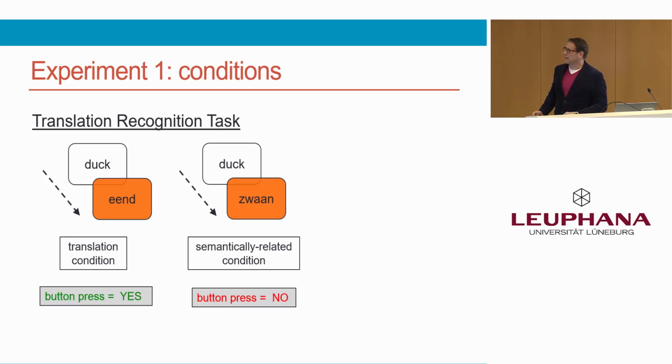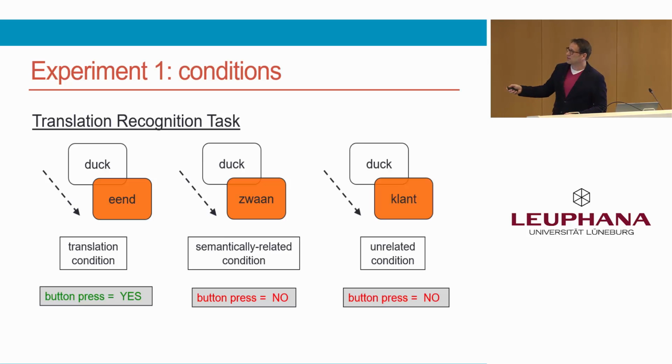That's important. Good. And the third condition, and these 2 conditions are the ones we're later on going to compare, is the unrelated condition, so semantically unrelated. Here we have a word that has nothing to do with birds or whatever. Does anyone know what this means? Yes? Customer. Very good. Okay. Customer has nothing to do with a duck, besides if you go into a duck store and you want to buy a duck. But that's semantically odd, right? Again, you have a no button press, okay?